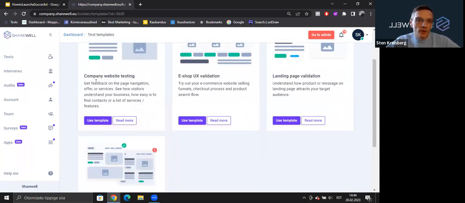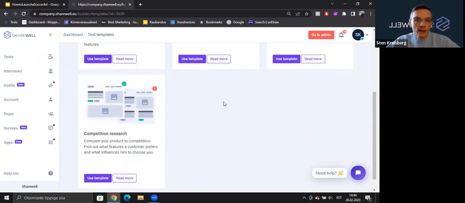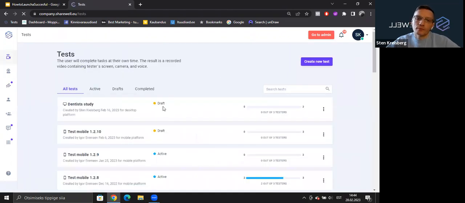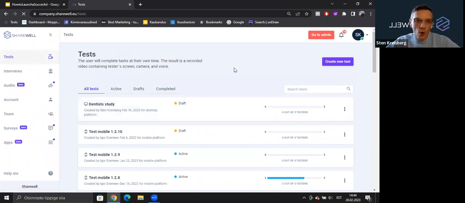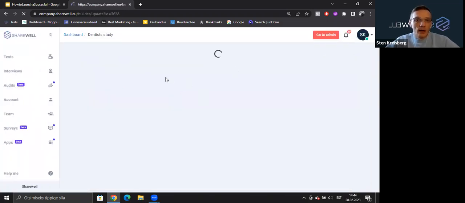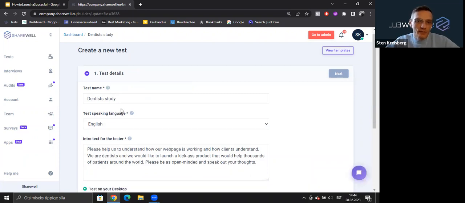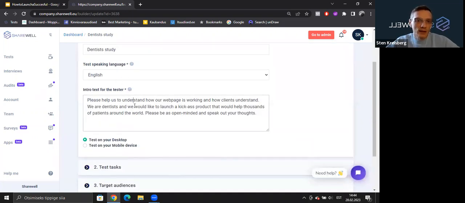Just use, for example, company website testing or eShop UX validation or something like that. So you can use these templates. You can understand the questions, but here, as I mentioned, I did one. I put the name dentist study because this is only seen by myself. I chose the language, and here is the intro text.